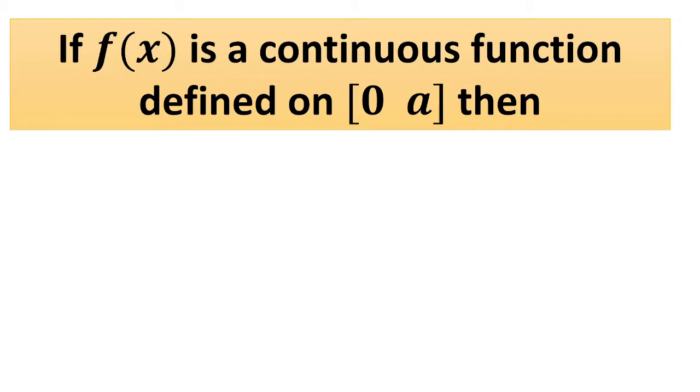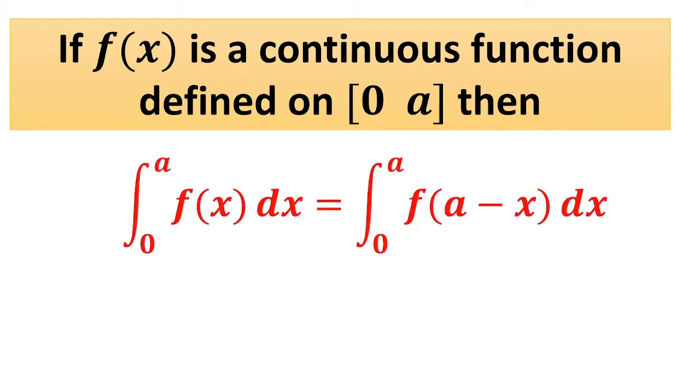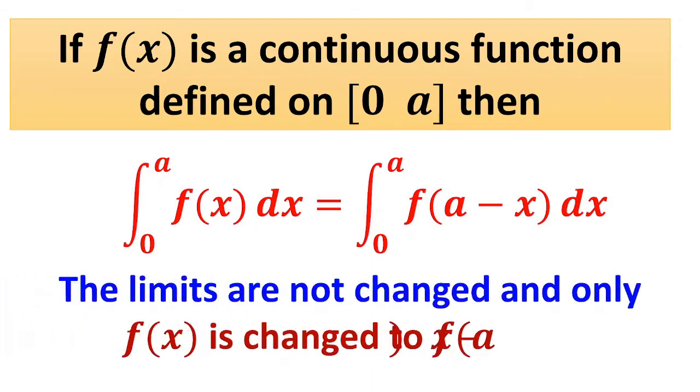If f of x is a continuous function defined on the closed interval 0 to a, then integral 0 to a f of x dx is integral 0 to a f of a minus x dx. Here what we have to observe is that the lower limit is 0, the upper limit is any real number, and the limits are not changed in the property, only f of x is changed to f of a minus x.